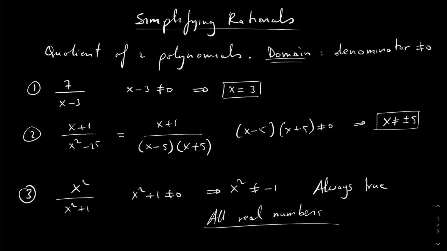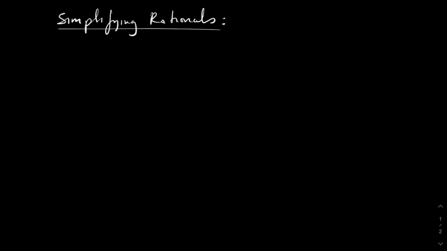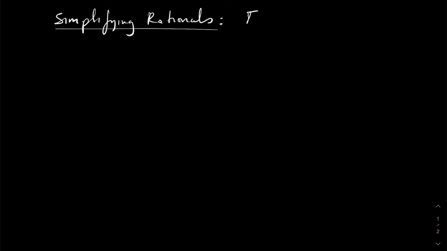All right, how do you actually go ahead and simplify a rational expression? You can do that in 2 steps. The first step is to factor the numerator and denominator completely, then divide out any common factor you found. So let's look at an example here. The first example will be 3x minus 9 divided by x squared minus 6x plus 9.